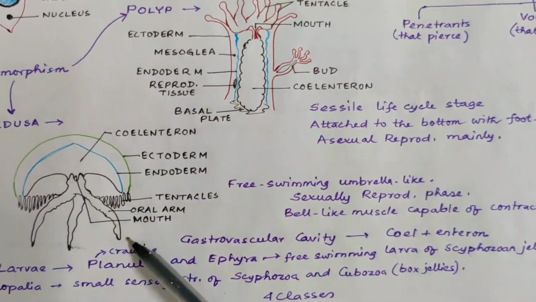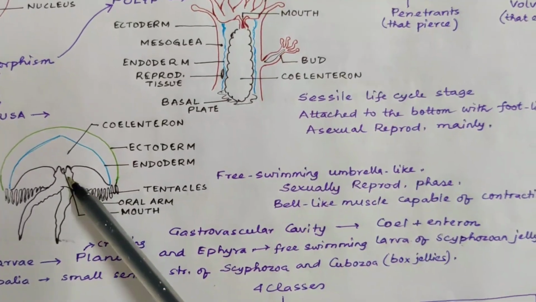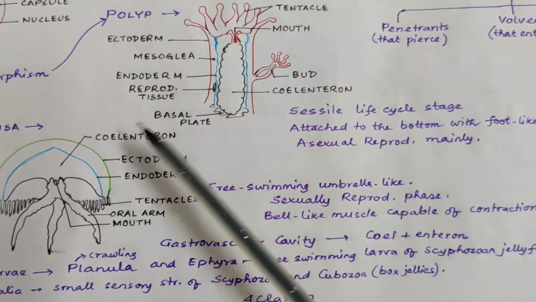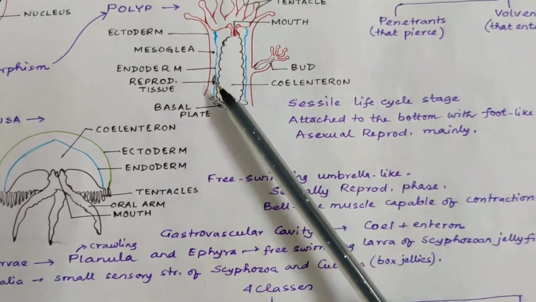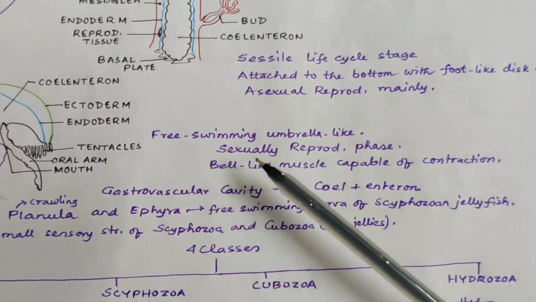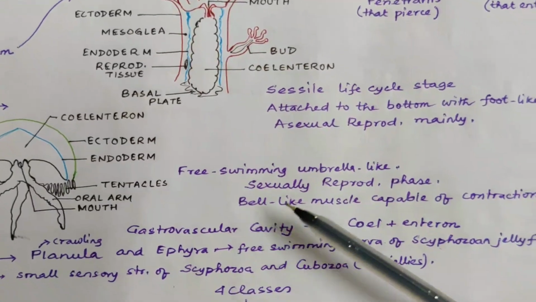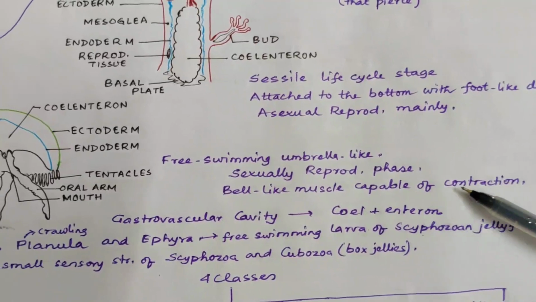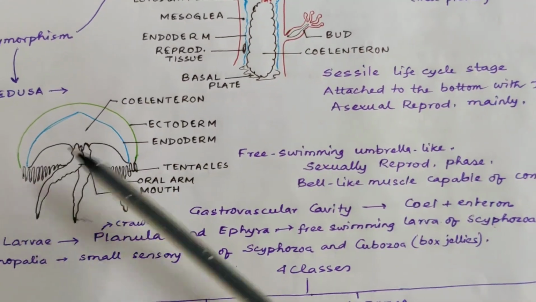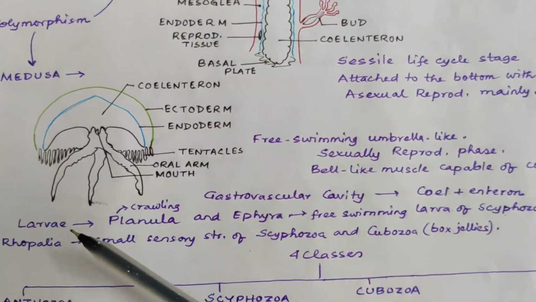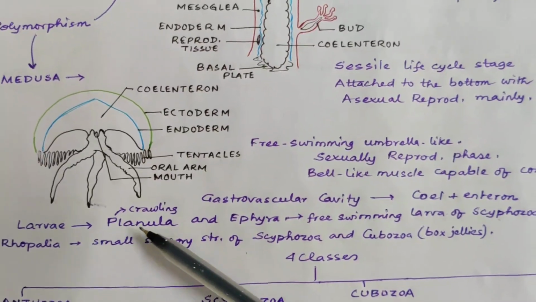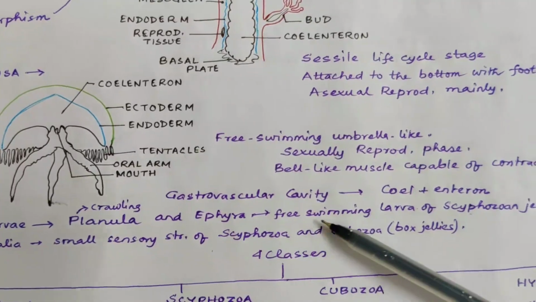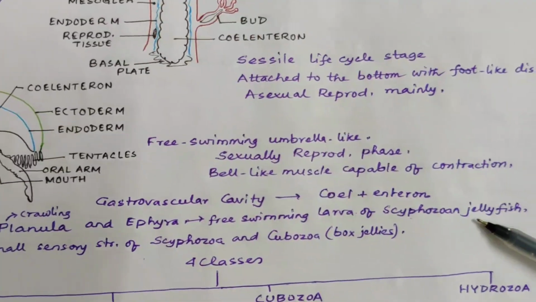Now they have these oral arms and this is the mouth. Mouth is their only opening for eating as well as for throwing out their undigested waste products. The medusa has bell-shaped muscles which are capable of contraction, which allows them to swim in water. Their larvae are called planula, which is a crawling larva, and ephyra, which is a free-swimming larva of Scyphozoan jellyfish.